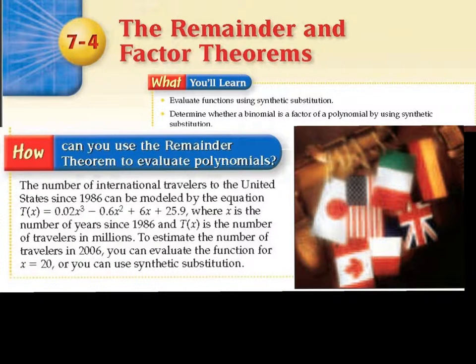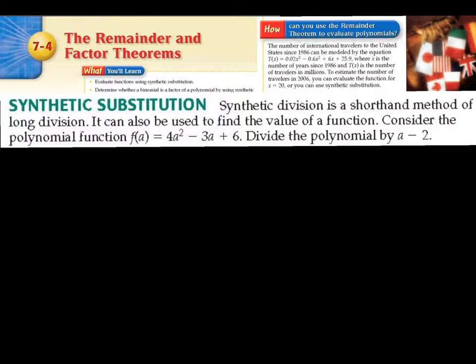To estimate the number of travelers since 2006, you can evaluate the function for x equals 20, or you can use synthetic substitution. Synthetic division is a shorthand method of long division. It can also be used to find the value of a function. Consider the polynomial function f of a equals 4a squared minus 3a plus 6. We're going to divide that by a minus 2.